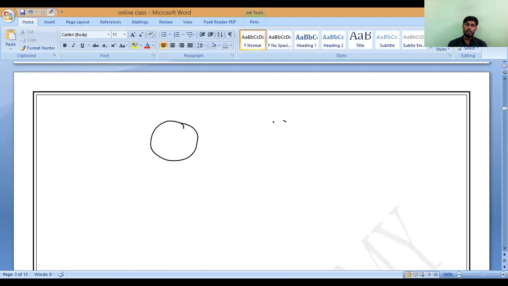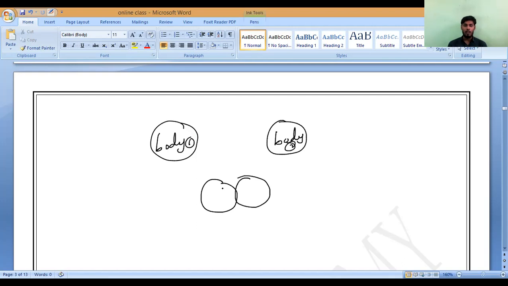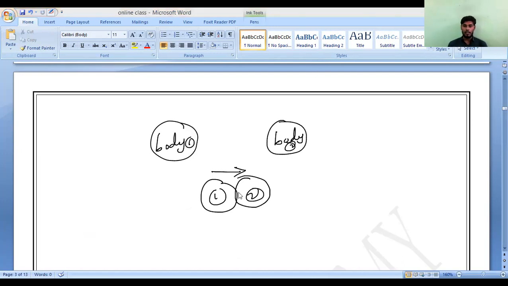So this is body one, and this is called body two. When they interact with each other, let me imagine this is body one and this is body two. The first body will exert some force on the second body. Is it yes or no? Then the second body also exerts the same, equal amount of force in the opposite direction. That is what we call the third law. Is it yes or no?